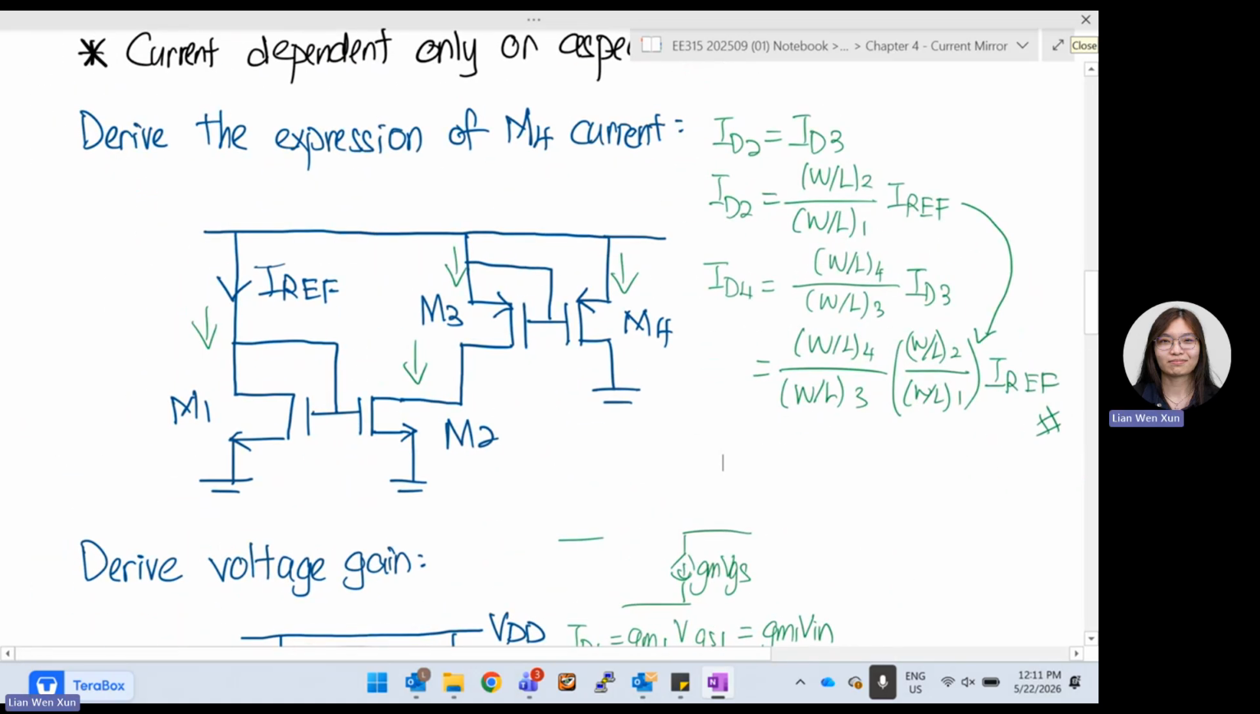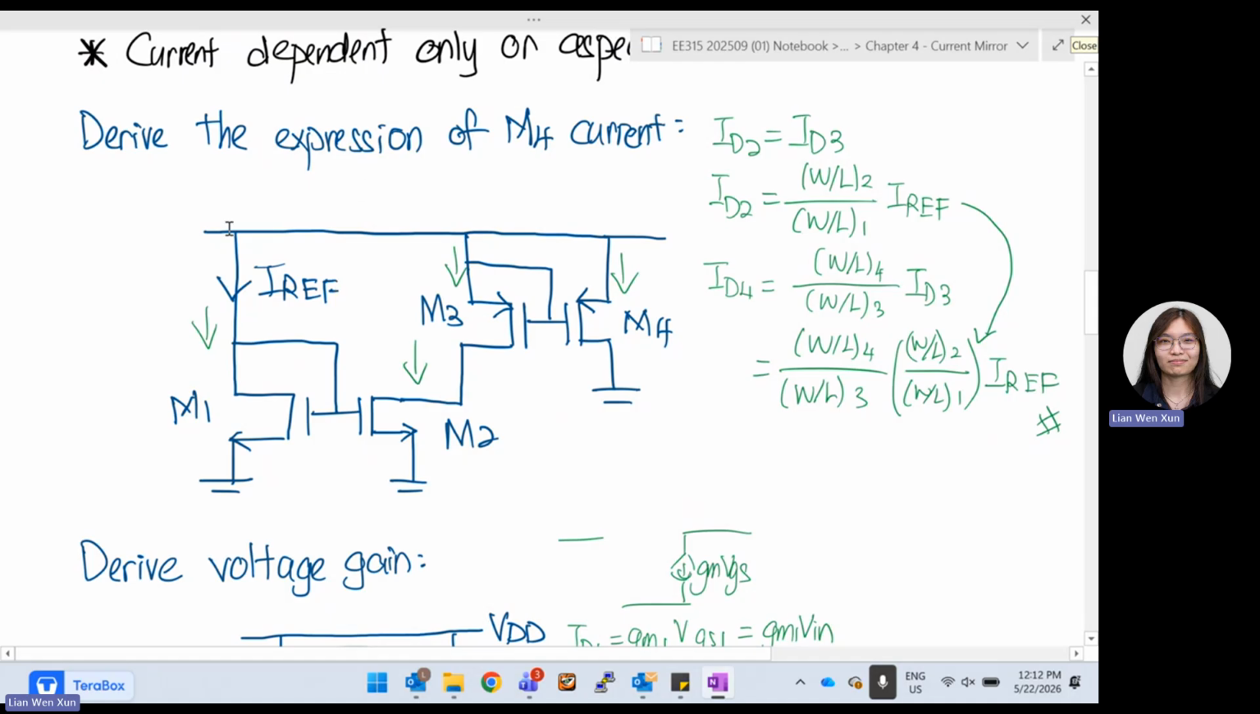Derive the expression of M4 current. So now we build current mirrors. Current mirror, as in, you must make sure that as long as the gate and source are connected, basically they are almost the same. So the current will flow from one side to another. We can first go through this circuit. You can see what currents will be flowing.